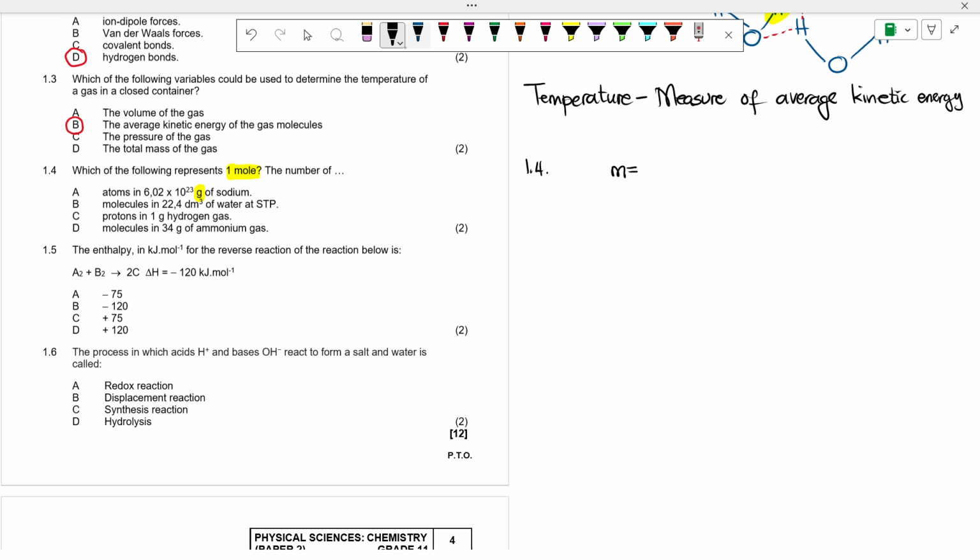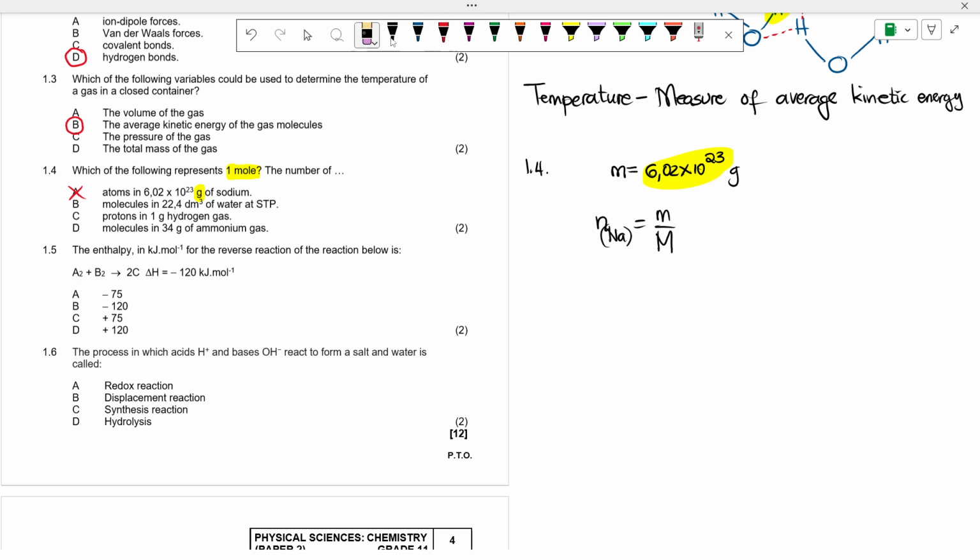But that is mass. And if mass is in grams, then if I take sodium and find the number of moles of sodium, I'm just going to divide by the molar mass of sodium, and there's no way this can be 1 mole. This is too large of a mass. You can check for yourself, but that is not 1 mole. So option A goes away.